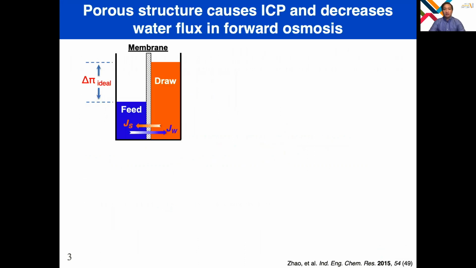A little bit of background on forward osmosis. In this process, a membrane separates a draw solution with high osmotic pressure from a feed solution with low osmotic pressure. The water will then permeate from the feed side to the draw side, while the draw solute will permeate from the draw solution to the feed solution.